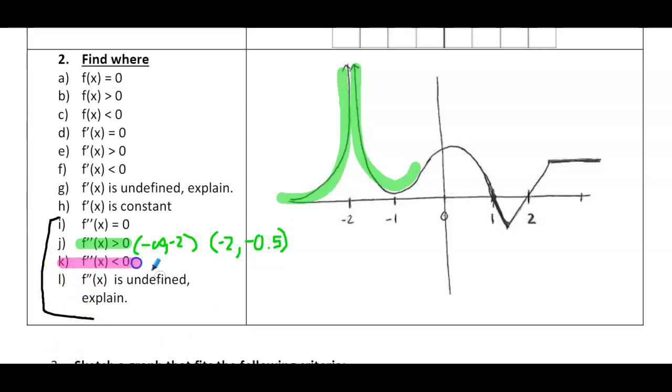This next question here, where f double prime is less than 0, that means concave down. So this graph looks concave down to me here. So that looks like a concave down graph to me. And so I would say that we have a concave down graph from negative 0.5 up to 1.5. Now I skipped I, so I'll go back to that.